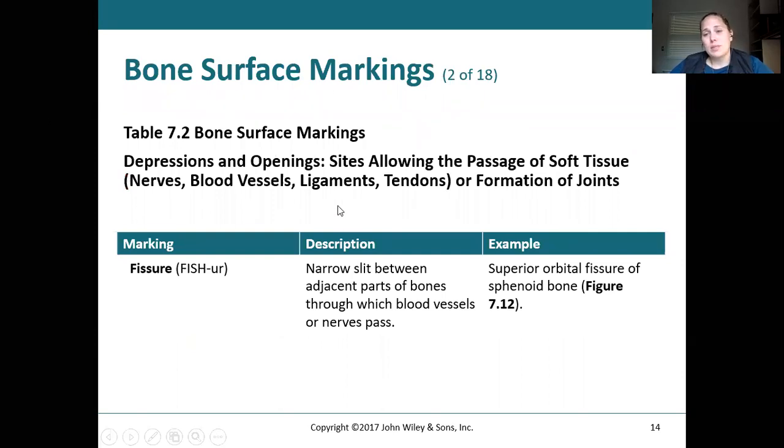The way this particular lecture is structured is we're going to go through these tables describing the different types of markings, and then we're going to look at actual pictures of each one of them following. So if you're a very visual learner, don't be dissuaded, because you will be able to see actual images of what these bone surface markings look like. First, a fissure is a narrow slit between two adjacent bones where blood vessels or nerves pass. The example they're giving you here is the superior orbital fissure of the sphenoid bone. We'll be looking at the sphenoid bone a little bit later. Again, this is just a region in which you have blood vessels and nerves passing through.